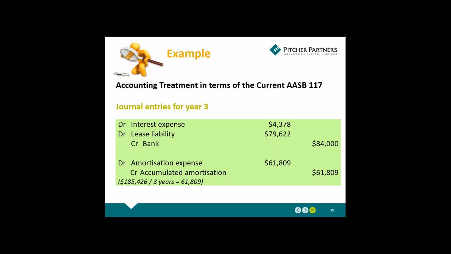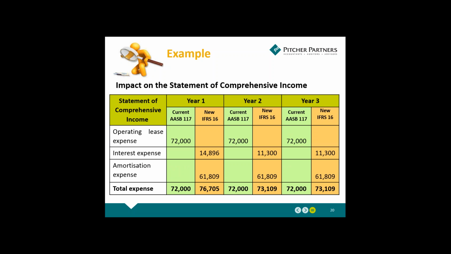The new thing is we now have to do it for all leases, or practically all leases. So if we just look at this example, and this is really what I want to illustrate, how the two standards, the old and the new, have an impact on the statement of comprehensive income, because it's only when you put the numbers next to each other that you can see the impact. Now, the current AASB 117 will have an even operating expense of $72,000 over the 3 years. So the total expense over the 3 years, $72,000.